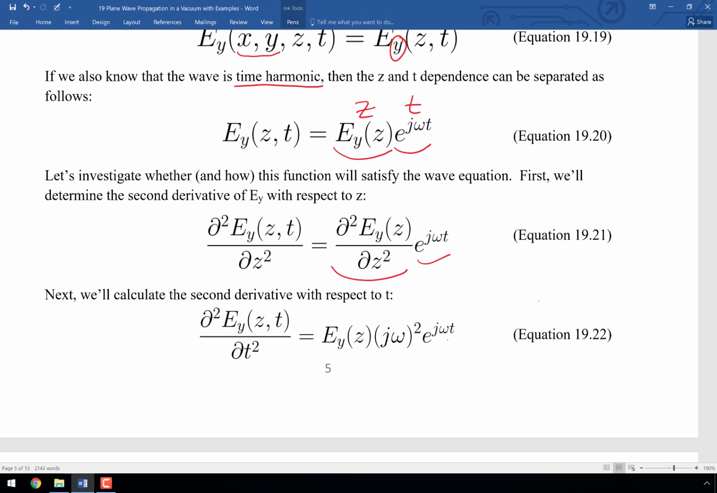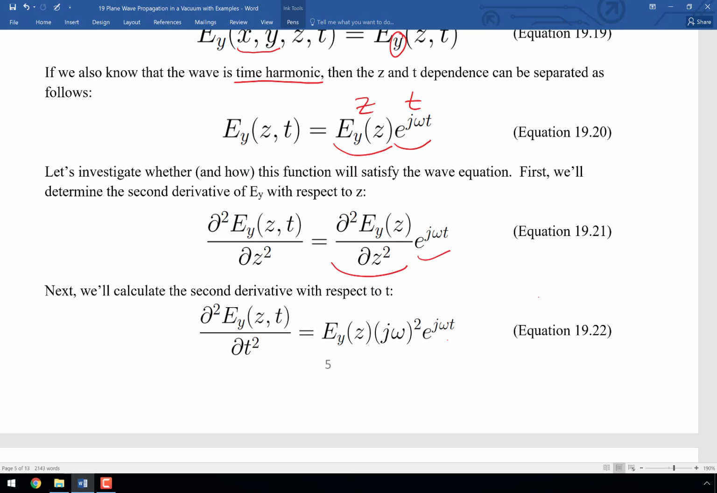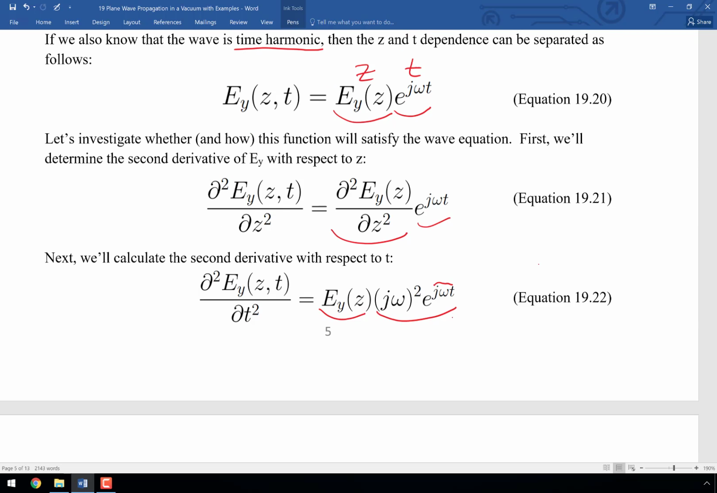Next, we're going to calculate the second derivative with respect to time. Well, now the z part of it is going to remain unchanged, and now the time part of it is going to get a derivative. But the derivative of an exponent is the easiest derivative that there is. It's really the same function, but in this case there's a j omega multiplying the t, so the chain rule requires that we pull down a j omega and put it in front for each derivative that we're taking. We're taking 2 derivatives, so therefore we get 2 j omega factors in front here.